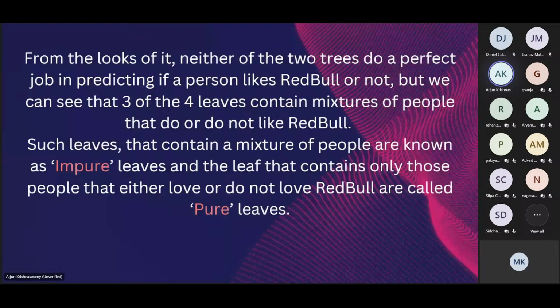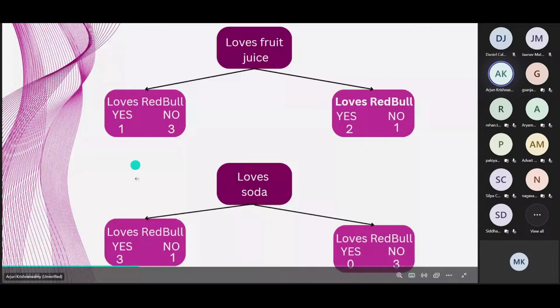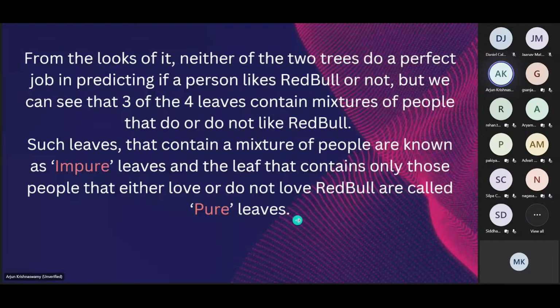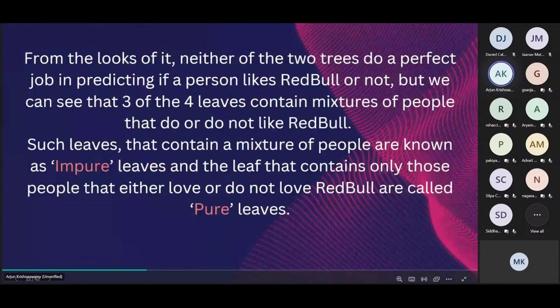As I had already mentioned, from the looks of it, neither of the two trees does a perfect job in predicting if a person likes Red Bull or not. But again, these three leaves are different from this because these three contain a mixture of people that love or don't like Red Bull. But here, it only contains people who don't like Red Bull. So such leaves which only contain people belonging to one class are called pure leaves. And if you recollect, it can also be called a leaf node here because it cannot be split further. So these are pure leaves or pure nodes, and the remaining three are impure nodes.